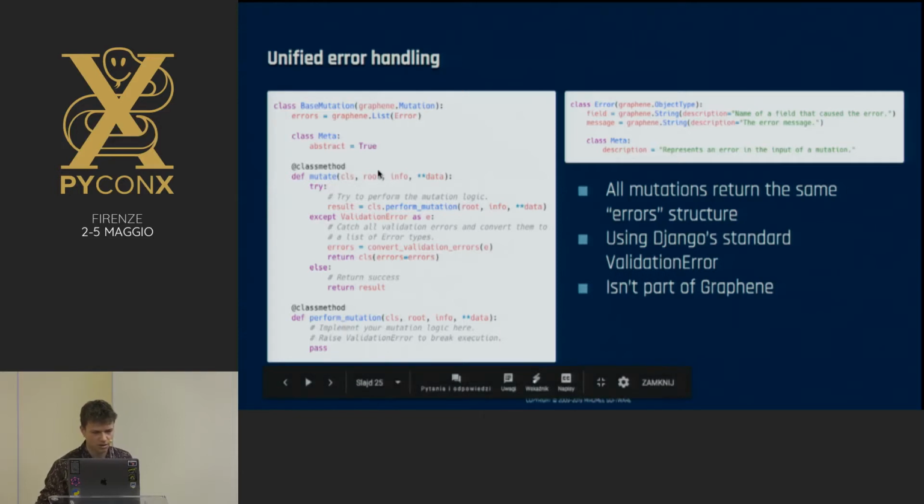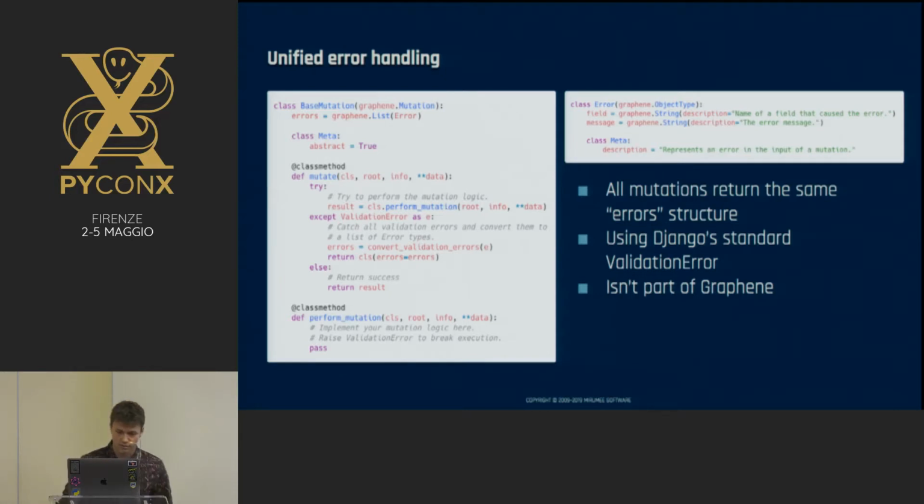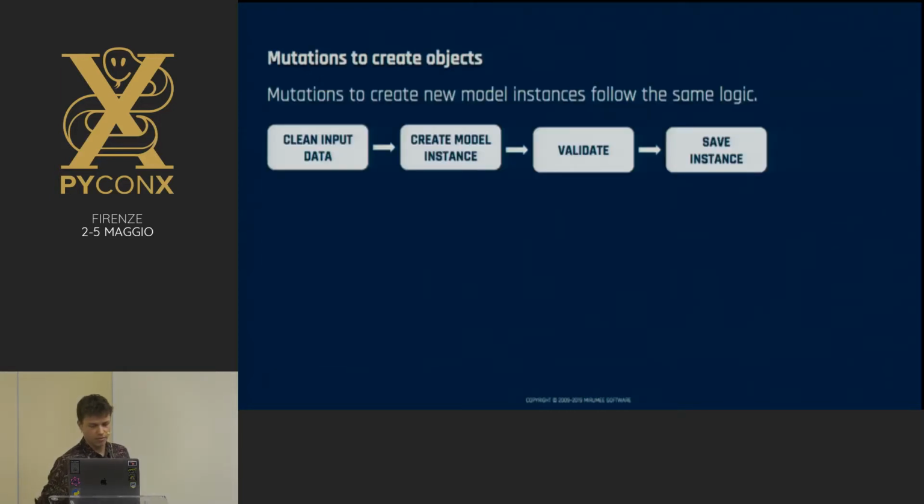And this function is called inside the mutate, right? And it's also wrapped with try except. So we can raise different validation errors from inside perform mutation and don't care about them later because they are handled inside the mutate function. So when any validation error happens, we convert them to this structure and return them as a response. So what's nice about this is that we can only focus on the positive case, like if something goes wrong, we just raise validation error and that's it. And mutation execution stops right there. So that's the first abstraction.